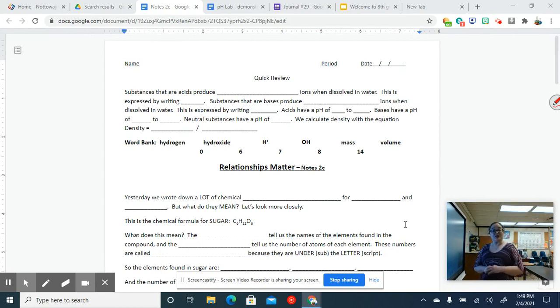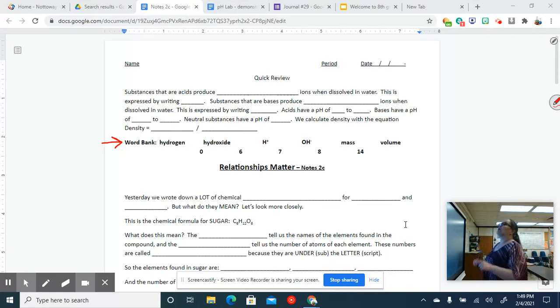Welcome. First thing I want you to do is fill in the quick review at the top. You've got a word bank down here at the bottom. Pause. Figure it out. At least try to figure out a couple of them. I'm going to challenge you to figure out at least 4, 5. Figure out 5 on your own and then come back.